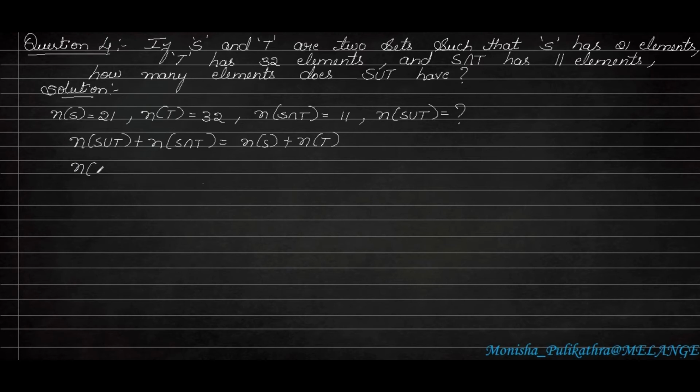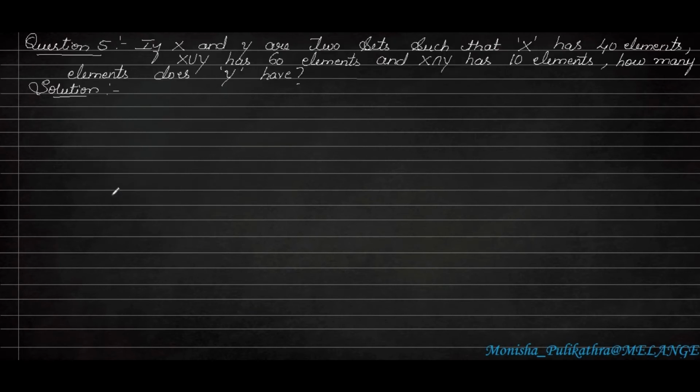So N of S union T we have to find out. N of S intersection T is 11, equal to N of S, which is 21, plus N of T, which is 32. So N of S union T plus 11 is equal to 53. Next, N of S union T, I will be shifting 11 to the right hand side. So 53 minus 11. So N of S union T is equal to 42. So the total number of elements is 42. I hope you understood this. Let us move on to the fifth question.